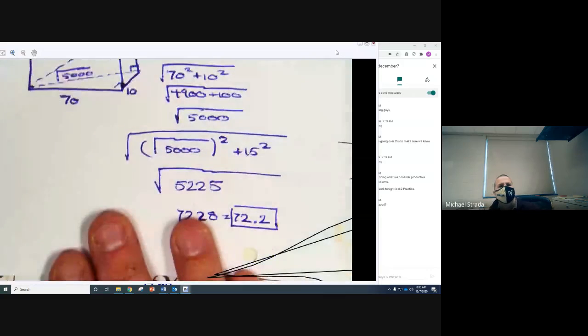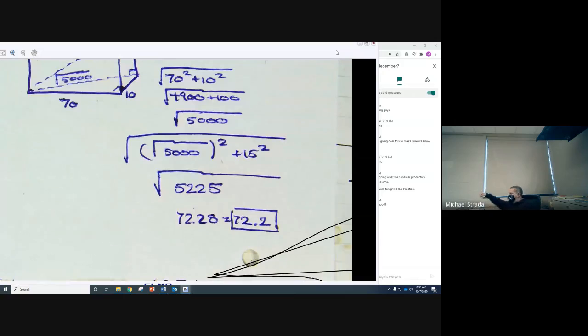72.28, and I rounded to 72.2. Am I wrong? Right? Don't want to make a decision? Why did I not round to the nearest and instead round it down? Think about it. 72.28 is the longest. So if I round up, whether it's the closest or not, it's going to be too big. In other words, you always round down.